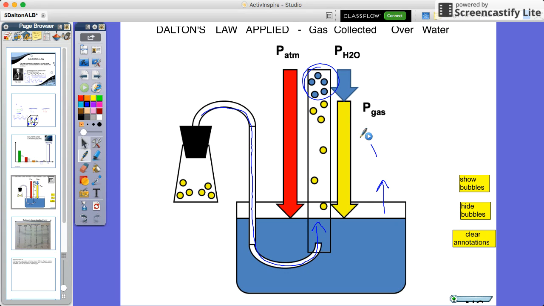So if we want to get just the pressure of the gas in the container, the dry gas it's called, what we're going to have to do is we're going to have to take the total pressure, and we're going to have to subtract out the pressure due to the water vapor.